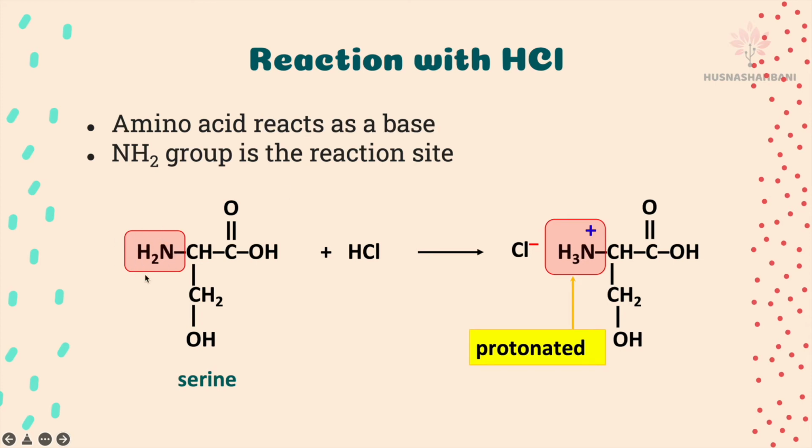This NH2 part is the base part. NH2 base, so it will be protonated. This NH2 will receive one H plus from HCl to become NH3 plus, with the plus at the end, and the side product is Cl minus. So the product is protonated NH3 plus Cl minus. Protonated means it will receive the H plus from HCl.